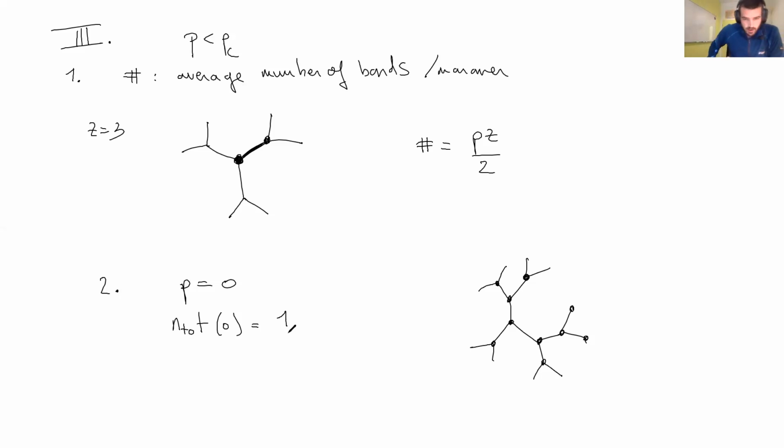Okay. Now I would like to estimate, or calculate, remember, in the case where P is strictly smaller than PC. So that's my question. How can I do that? To do that, I can think about what is the effect of adding a bond in the system. So look at this drawing. I start from P equals 0. I have a pure monomeric assembly.